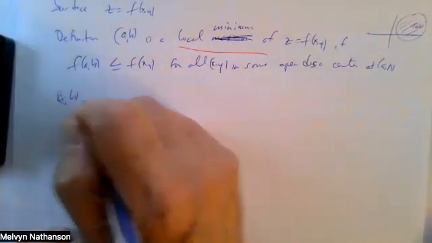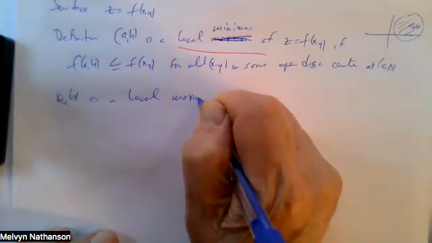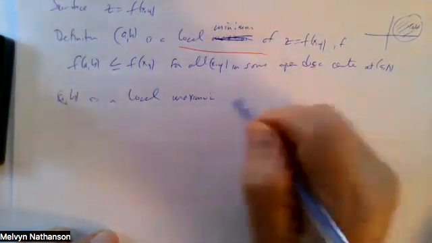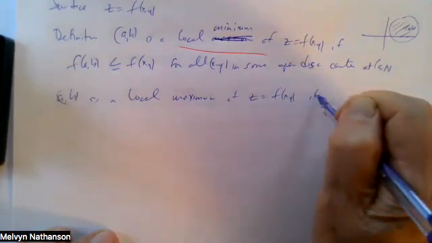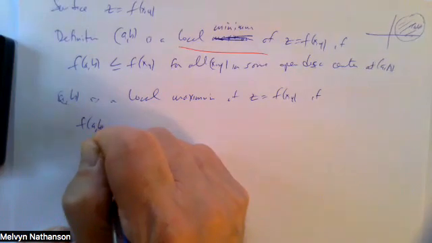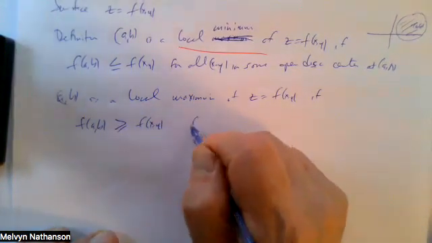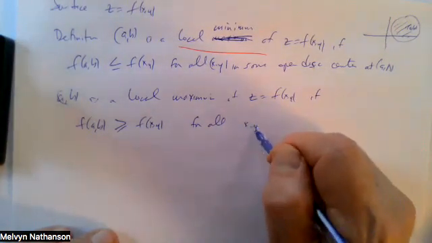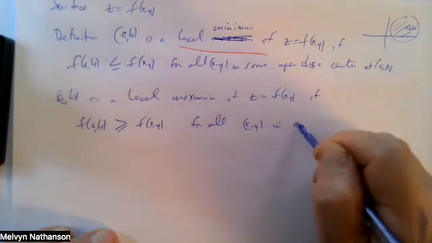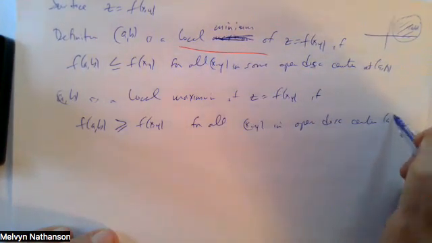And (a, b) is a local maximum of the function z equals f of x, y if f of (a, b) is greater than or equal to f of (x, y) for all (x, y) in some open disk with center at (a, b).